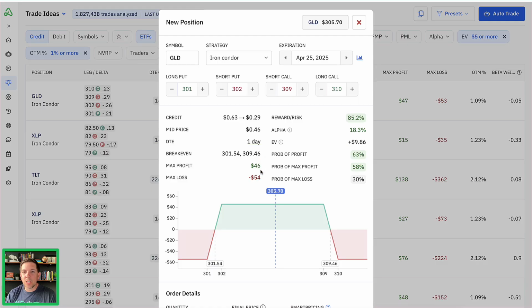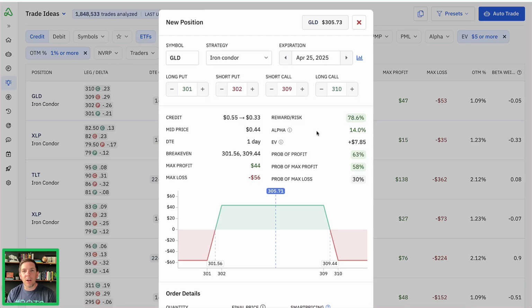So this one looks like you could win about $46 and lose about $56. The probability of max profit is so much better at 58%. Probability of profit overall, 63%. Higher expected value, higher alpha, and a better risk reward metric as well. So it looks like a significantly better trade.